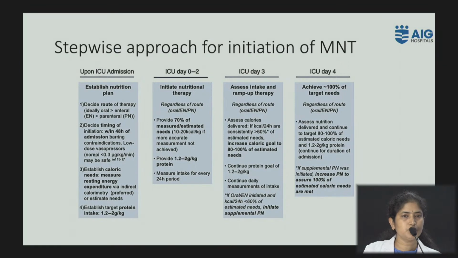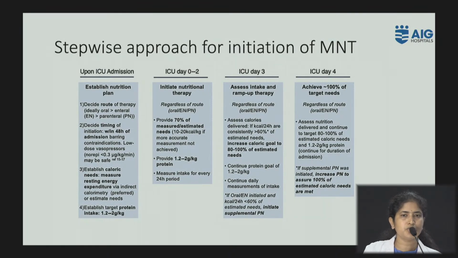And we do continue the protein goals of 1.2 grams per kilo. And as we initially mentioned, we do continue our daily measurements of intake. And on day 4, usually in the ideal scenario, the target is to achieve 100% of the target needs, regardless of the route that we use.